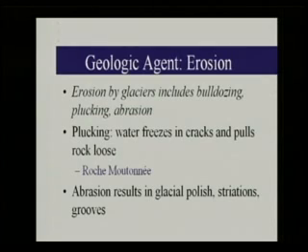Abrasion can result in glacial polish, a very smooth surface, or striations. The glacial ice at its base may have different rocks that are entombed in the ice and will scratch along the underlying bedrock to produce striations.